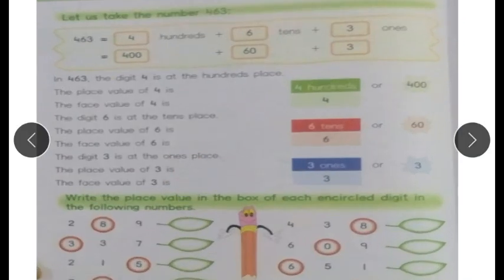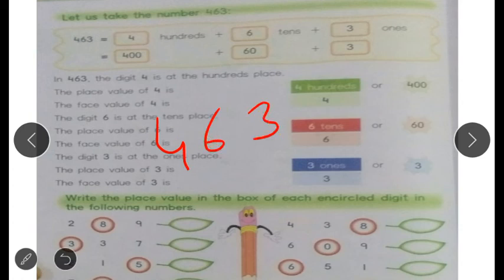Place value. Let us take the number 463. So you have to write the place value of 463. 4 is in hundreds place. How? As I have explained now, I will explain again, like 463. So we start here: ones, tens, hundreds. So 4 is in hundreds place, that's why here 4 hundreds is written. 6 is in tens place, 6 tens. 3 is in ones place, 3 ones.